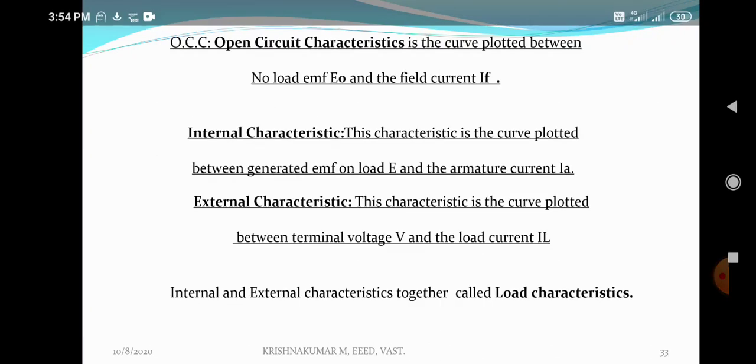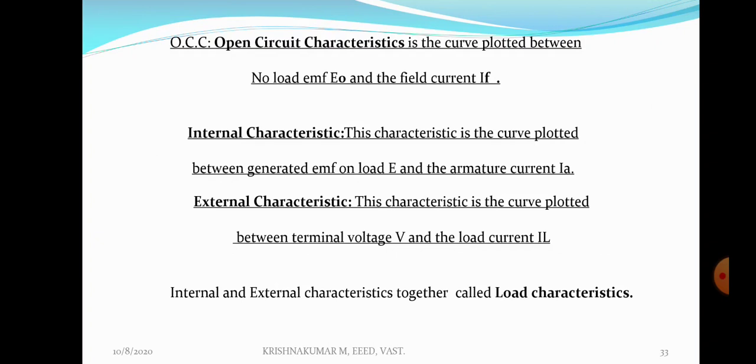Open circuit characteristics is the curve plotted between no load EMF E0 and field current IF. Internal characteristics is the curve plotted between generated EMF on loading condition E and the armature current IA, that is E versus IA. External characteristics is the curve plotted between terminal voltage V and the load current IL. These internal and external characteristics together are called load characteristics.